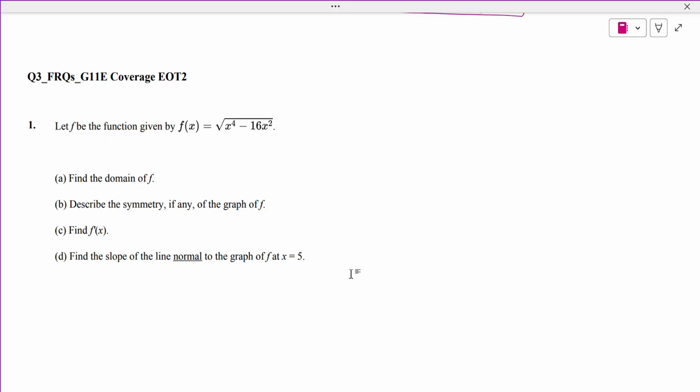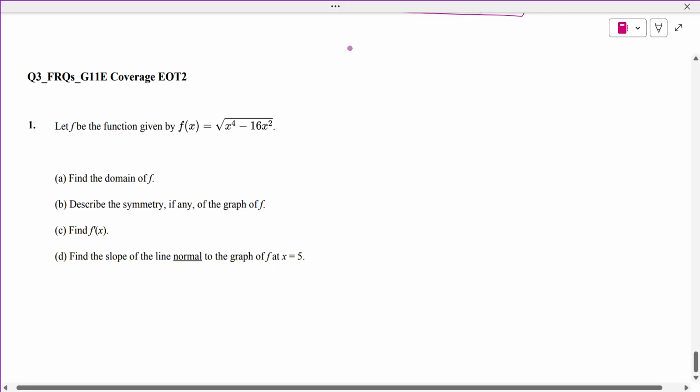So finding the domain of f, this is not a rational function, right? So we are not worried about the zeros of the denominator. However, we have a square root, and we need what we have under the square root to be what? To be positive, or it can be zero, okay? If it's positive, it's accepted. If it's zero, it's accepted. But negative is rejected. So we need the quantity under the square root to be either positive or zero.